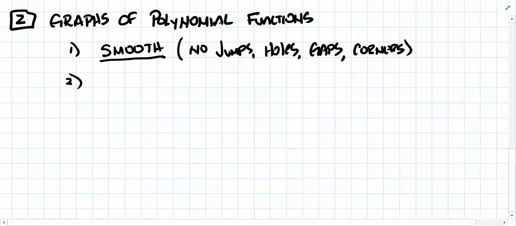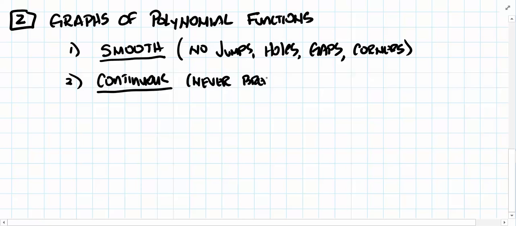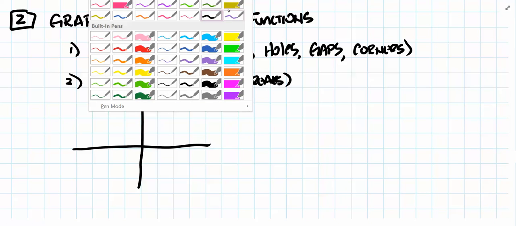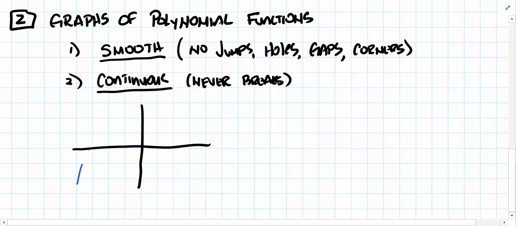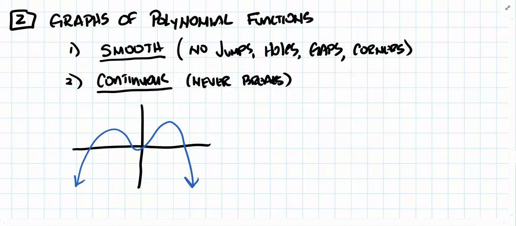It's also continuous. What do I mean by continuous? It means it never breaks. It never breaks up. Okay, so here is an example of a nice, smooth, continuous polynomial function. It looks something like this. Okay? See, I just made that up. See how it looks smooth and curvy and it's continuous and it goes on forever and ever. It's all good. Here's an example of one that would not be.